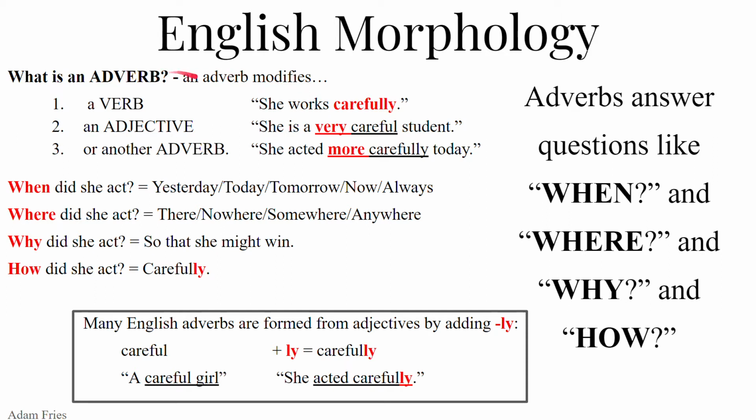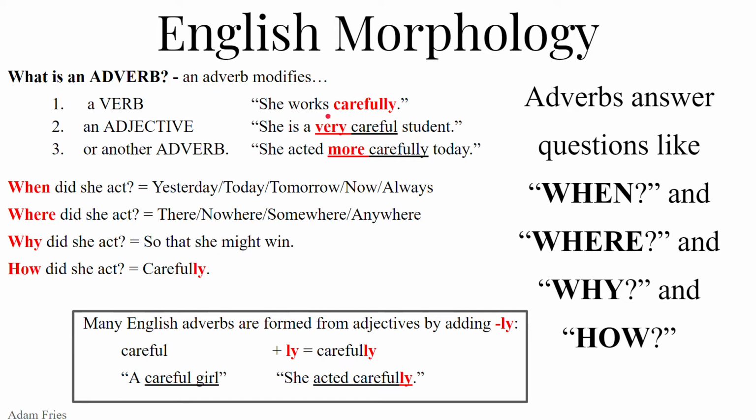Adverbs may also modify adjectives, like in the sentence, she is a very careful student. The subject is she. We have a linking verb is. We are linking the subject she to the predicate nominative student, student being a noun. Very careful. Careful is the adjective modifying the noun student. Very is an adverb modifying the adjective careful because it's telling us how careful she is.